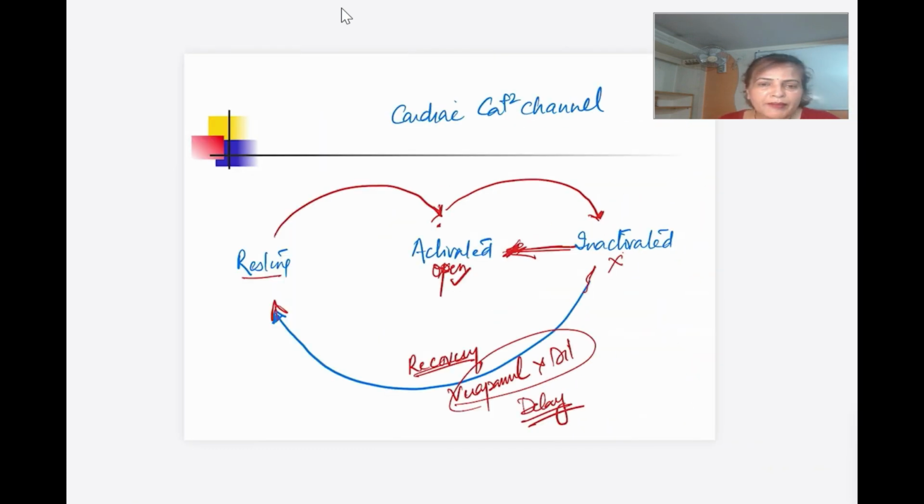Similarly, verapamil and diltiazem have more affinity for the cardiac channel. Or in other words, you can remember the dihydropyridines have more affinity for the calcium channels present in the smooth muscle, whereas the other two groups have more affinity for the calcium channels present in the heart. So how can you remember this?